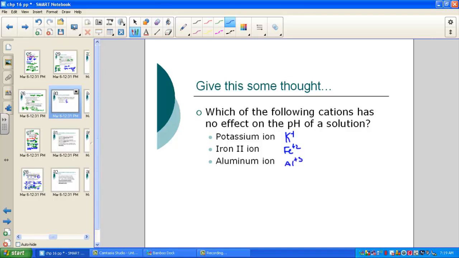Well, it goes by the parent, doesn't it? The parent, what is the original formula of the base? KOH, FeOH taken twice, and AlOH taken 3 times. These are what we call the parent bases. Any of those strong? Well, certainly we recognize KOH is strong, therefore no effect.